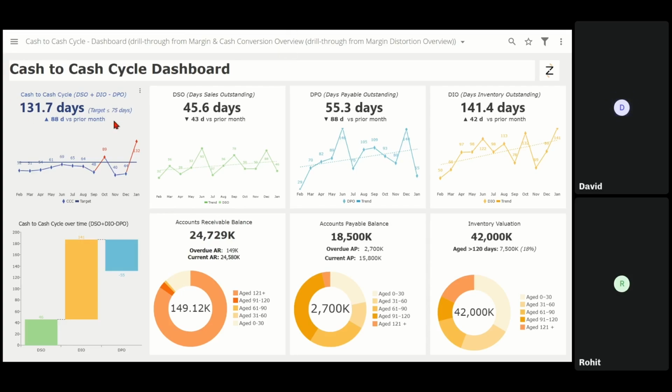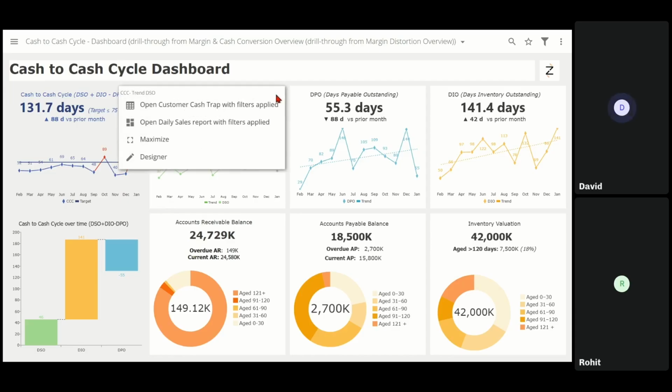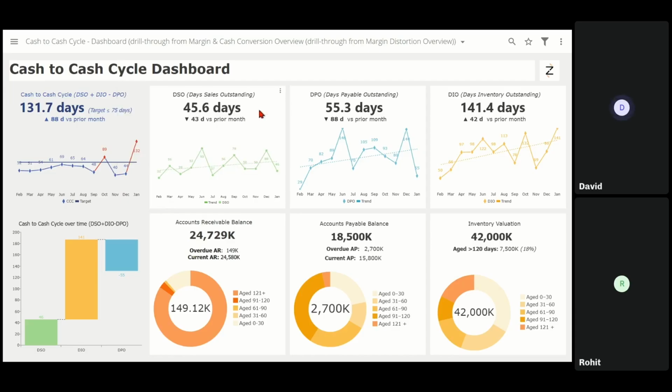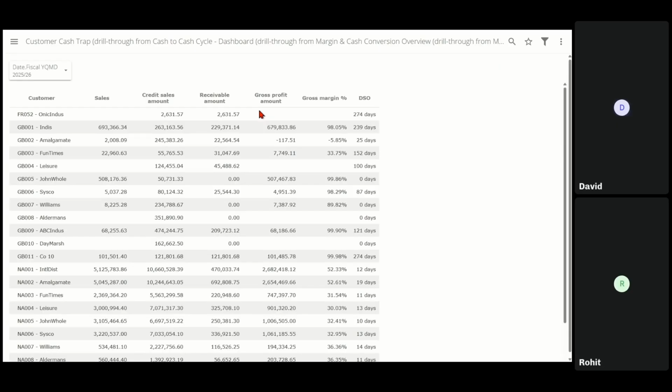Now, let's just drill through the days payable outstanding, the customers, the days sales outstanding, to try to understand if there is any problem with the collection, right? And for this exercise, I haven't built a dashboard by itself. I just have simply created a table that contains the sales, the credit amount, the amounts receivables, the gross profit, the gross margin percentage, and the daily sales outstanding, right?